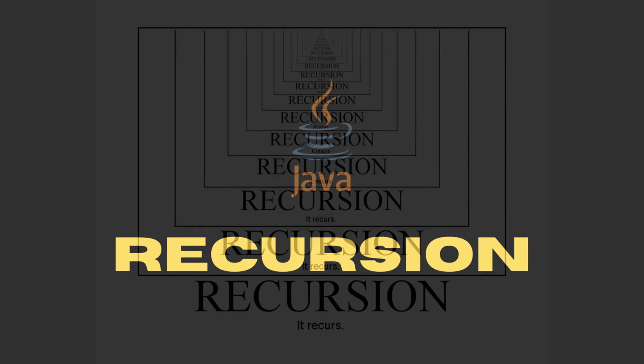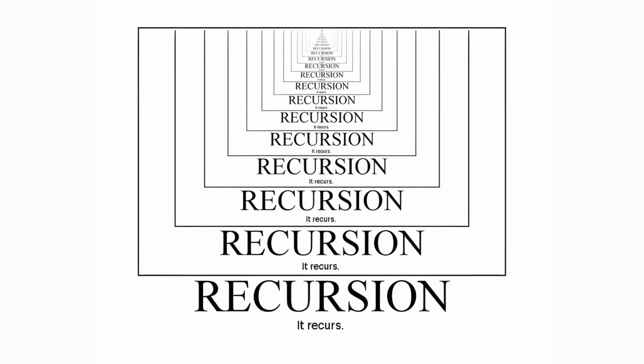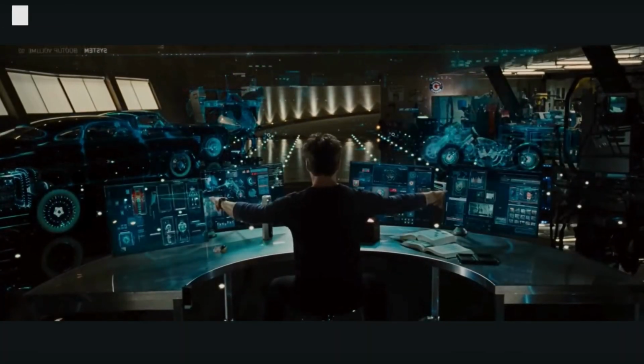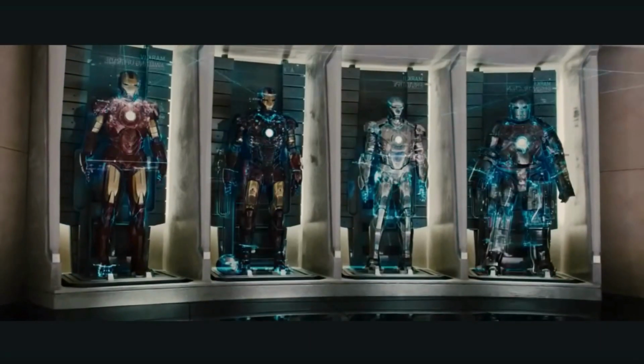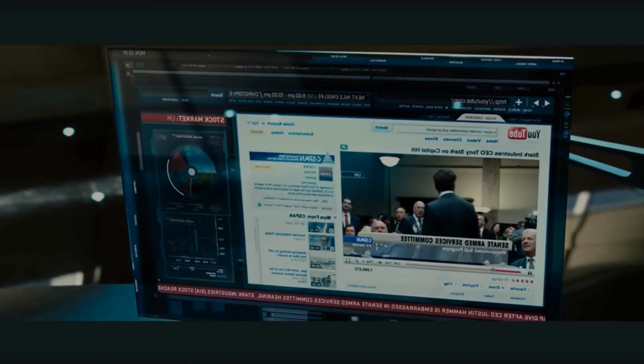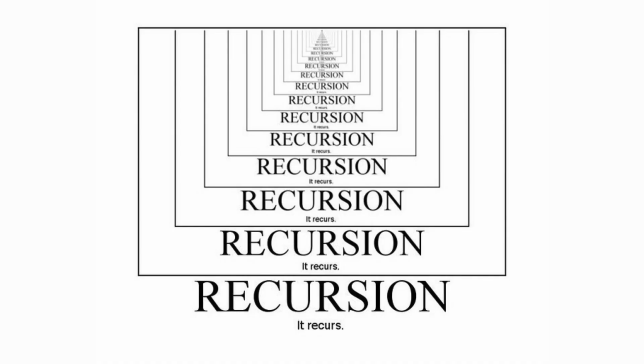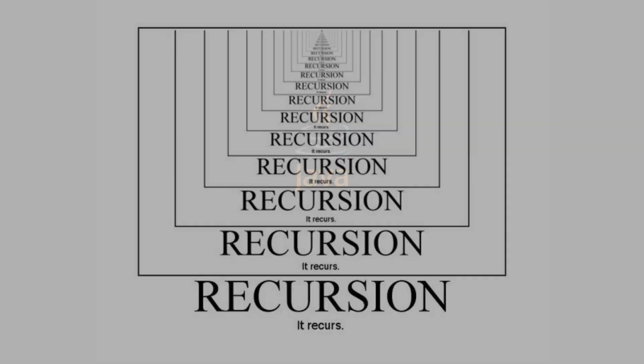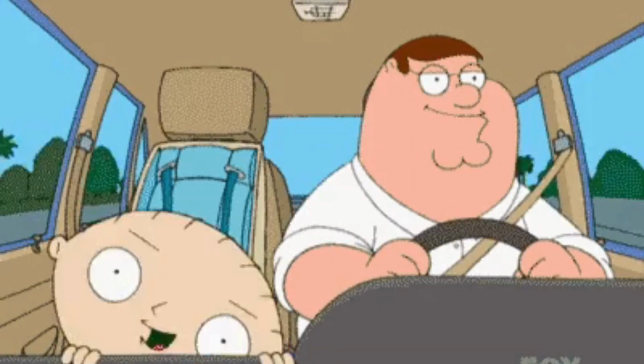Recursion. Recursion is when a function calls itself to solve a problem. Think of it like Iron Man's AI, Jarvis. When you give it a task, it keeps breaking it down into smaller tasks until it's done. That's exactly how recursion works. So what is recursion? Let me give you a real life example.